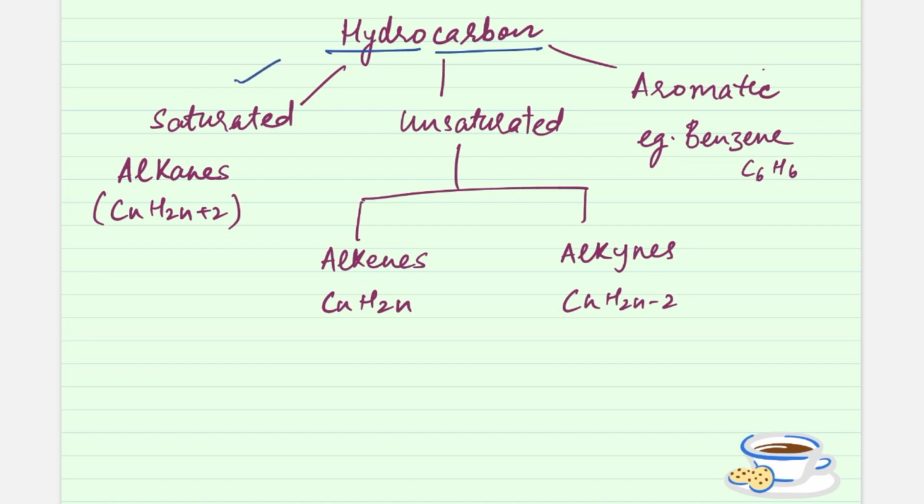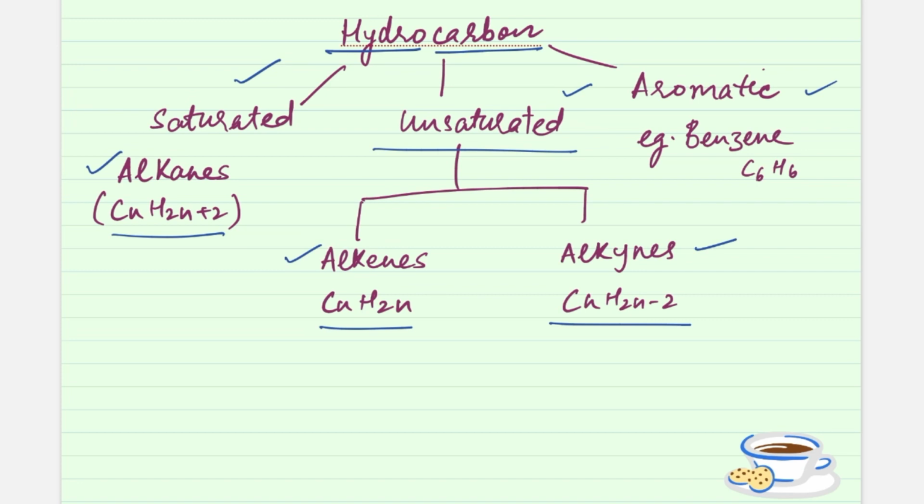One is saturated, another one is unsaturated, and third is aromatic. In the category of saturated, you have alkanes having the general formula CnH2n plus 2. Then unsaturated can be divided into two categories, alkenes and alkynes. General formula for alkenes is CnH2n and general formula for alkynes is CnH2n minus 2.